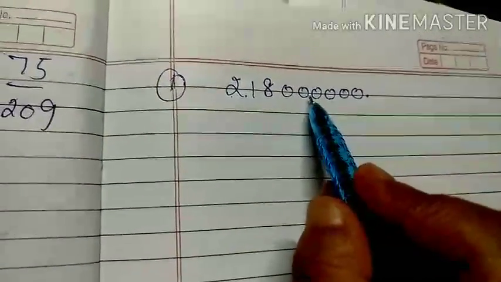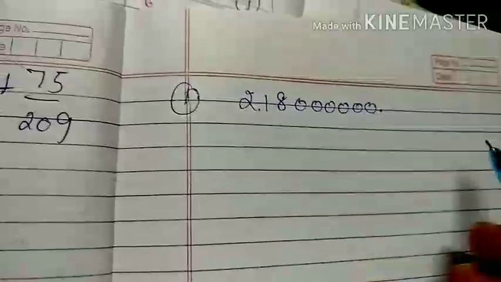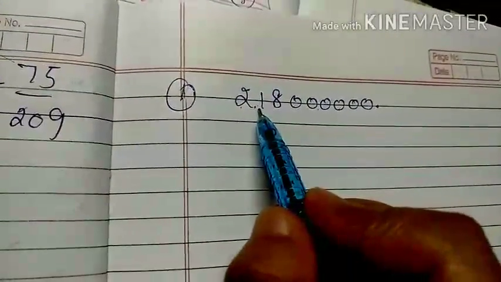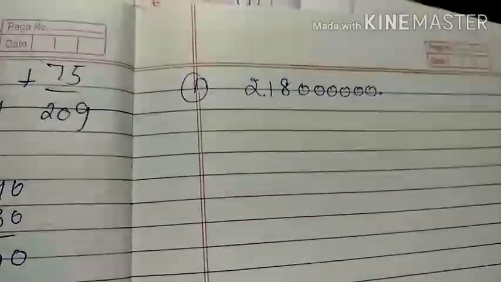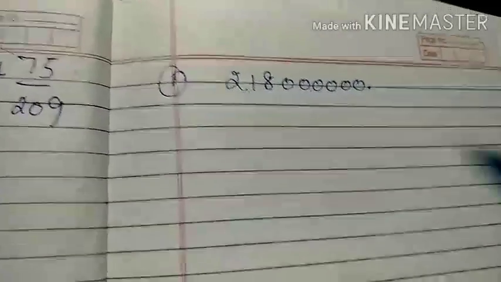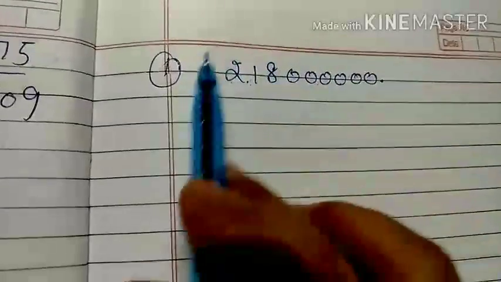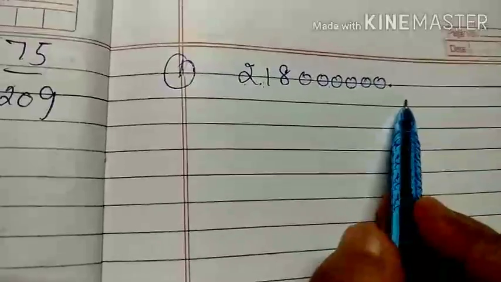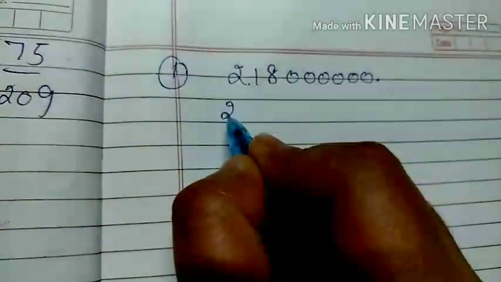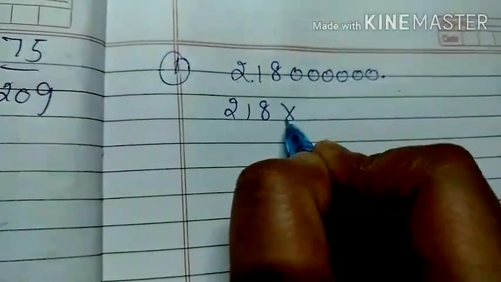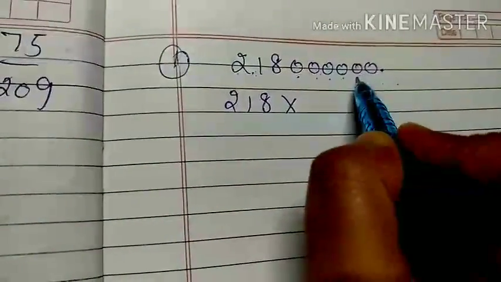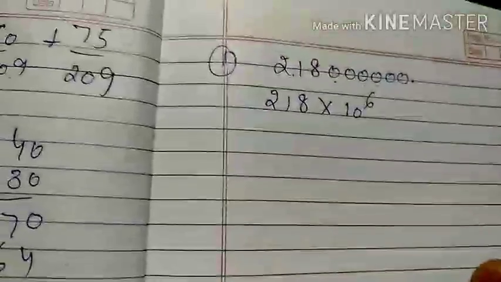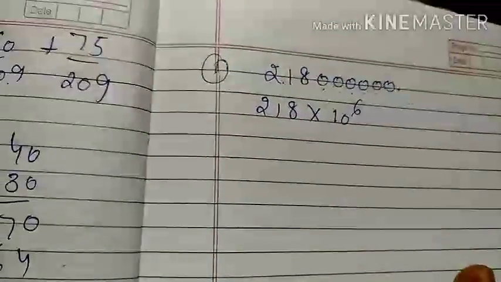1 2 3 4 5 6 7 8 9. So here there are a total of 9 digits. Among 9, I have to shift 8 digits after the decimal point. Now before that, if it is easier, I can also write a separate 0. It will be easier for me to calculate. If I write 218 multiplied by 10 raised to power 6, it will be easier for me to convert into scientific or standard form.